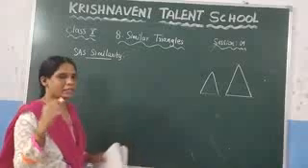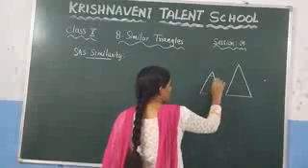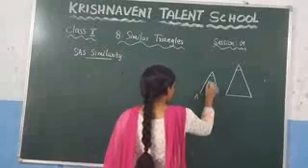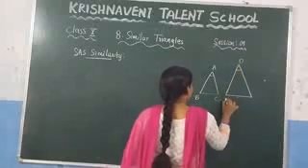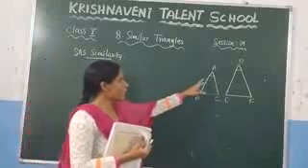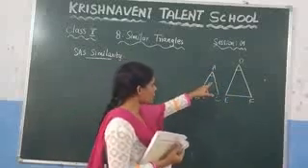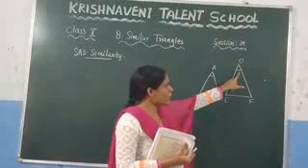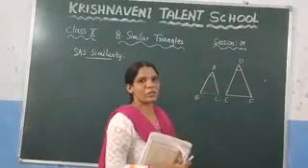According to this similarity criterion, if one angle of a triangle is equal to one angle in the second triangle, and the sides including them are proportional, let us name the triangles ABC and DEF. If angle A is equal to angle D and the included sides are proportional. So what are the included sides here? If you consider this angle, the included sides are AB and AC. And for this angle, the included sides are DE and DF. Those included sides are proportional.